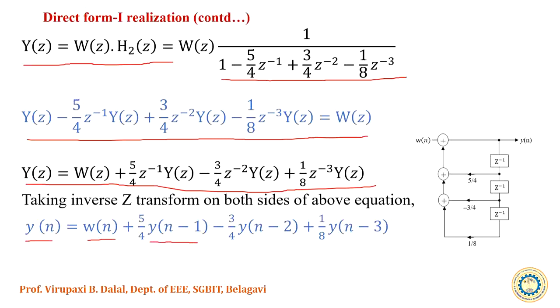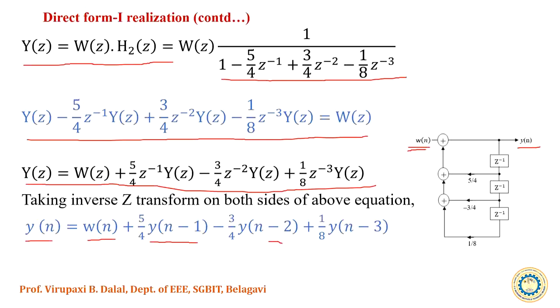Minus 3 by 4 z raised to minus 2 Y of z. Inverse z transform gives y of n minus 2 and 1 by 8 y of n minus 3. Now let us draw the structure. Here W of n is the input, y of n is the output. As per our equation, y of n is equal to W of n plus y of n minus 1.